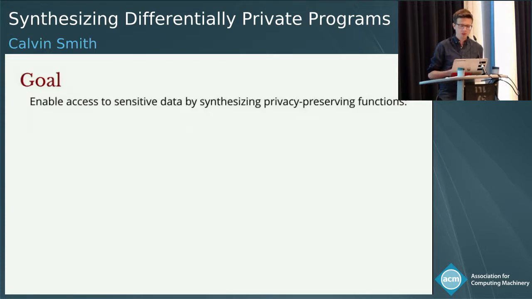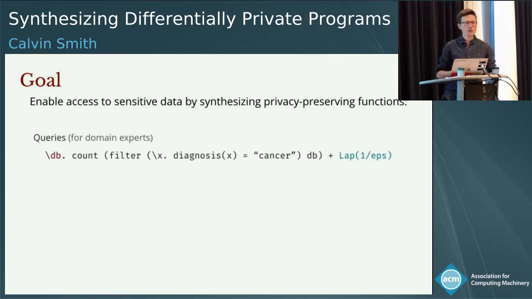So our goal for this work was to enable access to sensitive data by synthesizing privacy-preserving functions from very simple specifications. The functions that we really care about synthesizing take 2 flavors. The first flavor is we'd like to synthesize queries, where some sort of domain expert, not necessarily in differential privacy, wants to access some sensitive information. For example, maybe somebody is concerned about comorbidity rates or cancer occurrences or things along those lines.